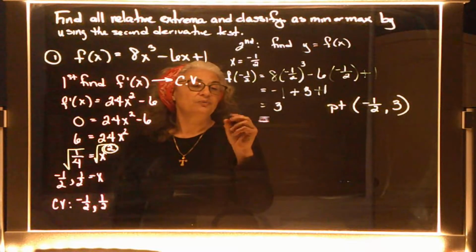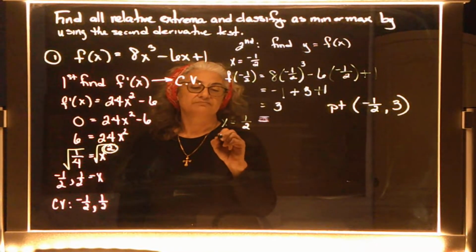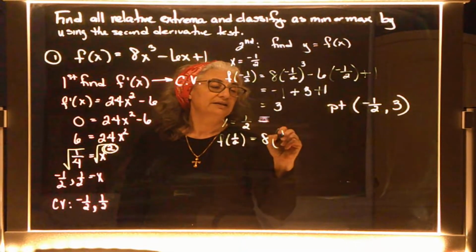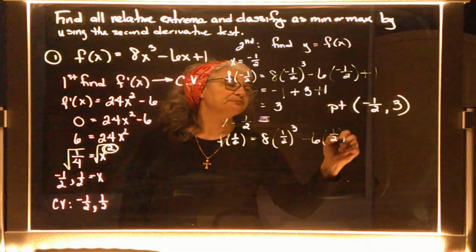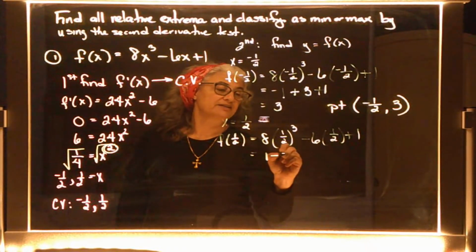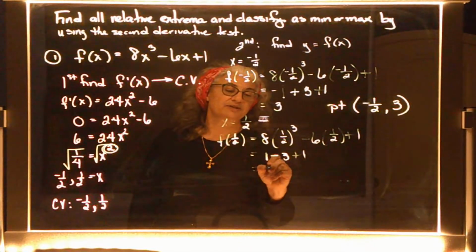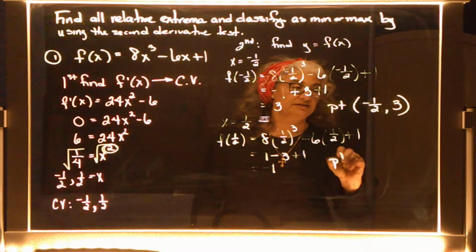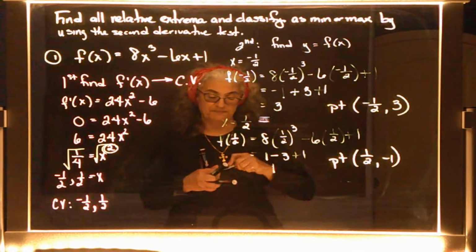Now, we have the second critical value of positive 1/2. So to find the y, that's right, plug it in. And to the power of 3, right? Okay, so now what? Yeah, this is going to be 1 minus 3 plus 1, which, negative 2 plus negative 1. Good, which means we just found the point, positive 1/2 and negative 1, didn't we?